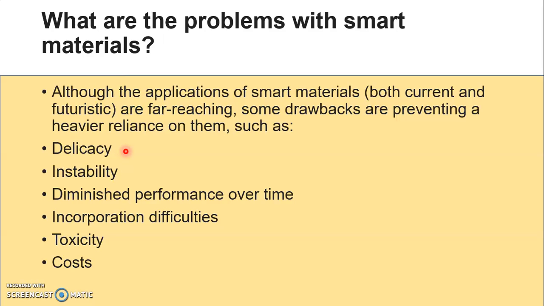Then their instability. Even though they respond to external stimuli, they have a sort of instability in their behavior. That means they do not respond to the same stimuli in a similar way always. Third is diminished performance over time. That means fresh materials respond very strongly, but as time passes, the response becomes less. Then the difficulty to incorporate them in different materials, then the toxicity and also the cost of the materials.